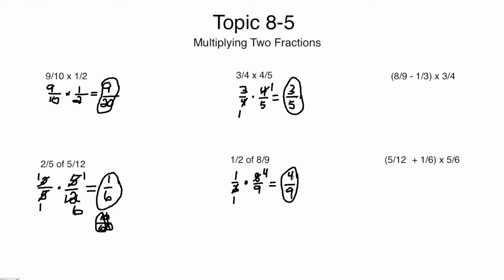4/9 is 0.4, 4/10 repeating. 1/2 is 5/10. 8/9 is 8/10 repeating. So 4/10 repeating is definitely less than 1/2 and 8/9. So therefore your answer is reasonable. So, did you get that answer? Great job.